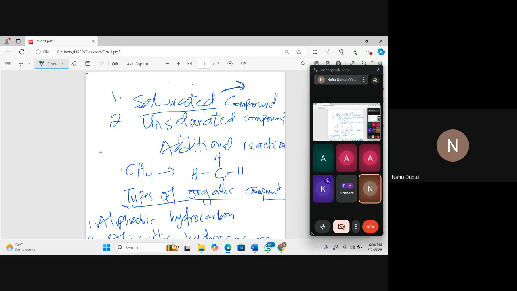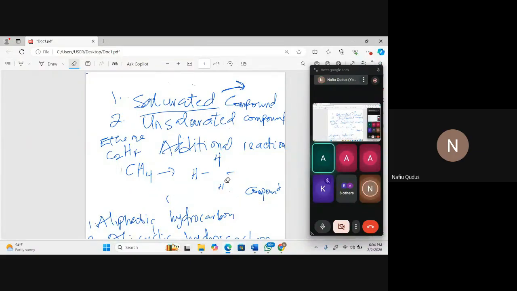Now, what are unsaturated compounds? Unsaturated compounds, for example, ethene. Let's use ethene as an example. Ethene is what? C2H4. Ethene is C2H4.